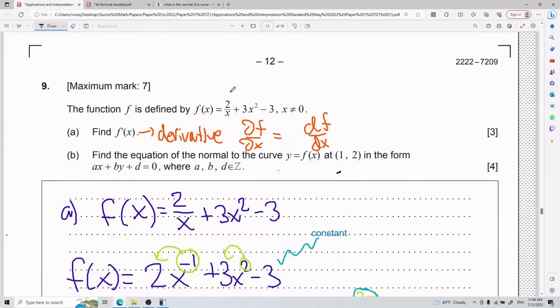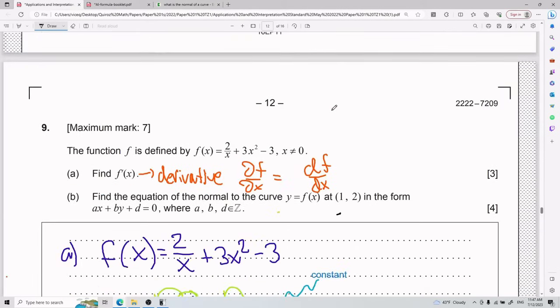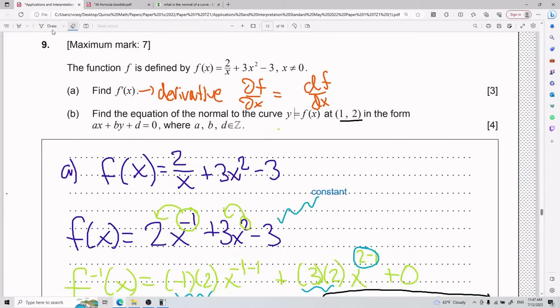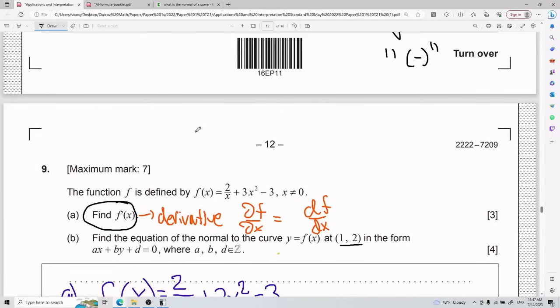Let's see what happens in the exercise down here. They tell us to find the equation of the normal to the curve, okay? So that would be the perpendicular thing and all that stuff. At 1, 2 in the form blah, blah, blah. So what is actually kind of cool about this is that when you do the derivative of something, you are now finding slope.